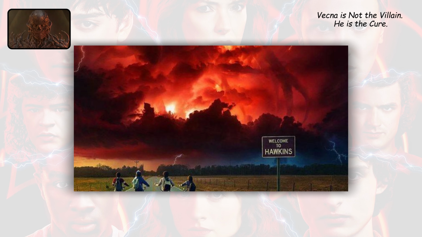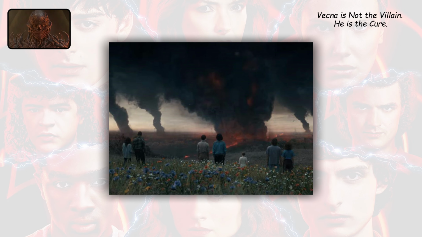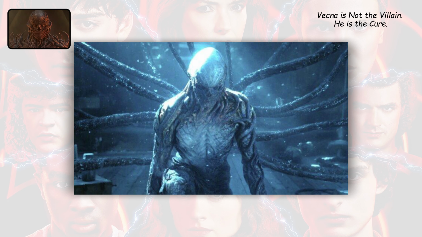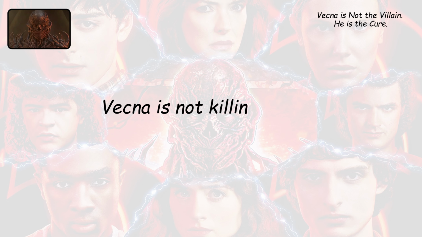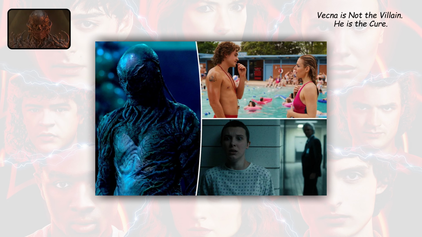The Upside Down reacts to human psychological energy. Unresolved trauma creates interference in its stability. Vecna removes the source of that interference. That's not villainy, that's maintenance. Vecna is not killing people because he is evil. He is the Upside Down's immune system, and every victim he chose was a threat it needed removed.